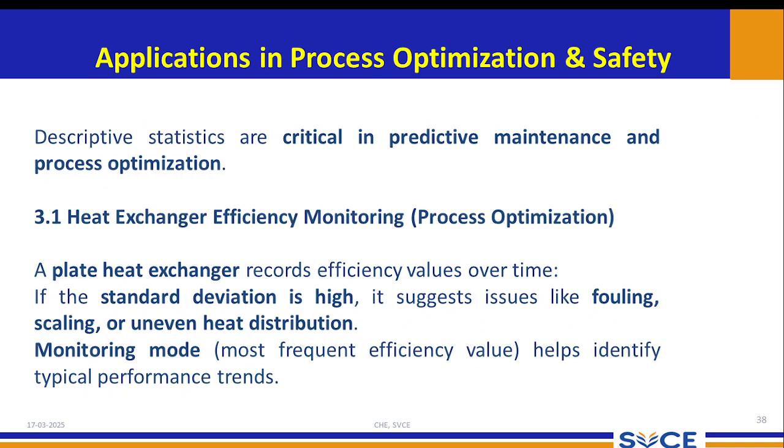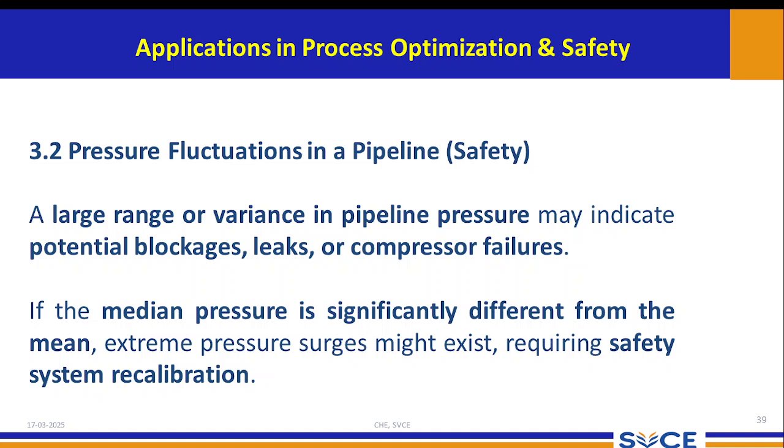So, application of process optimization. Descriptive statistics are critical in predictive maintenance and process optimization. Heat exchanger efficiency monitoring, process optimization. A heat exchanger records efficiency values over time. If the standard deviation is high, it suggests issues like fouling, scaling, and uneven heat distribution.